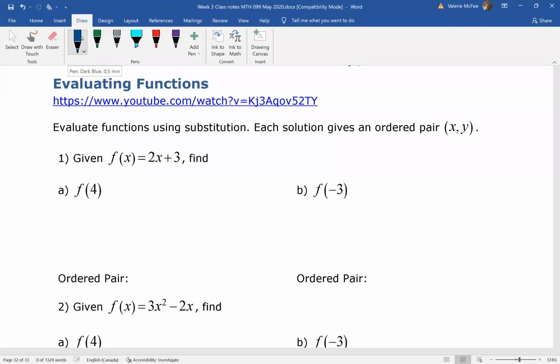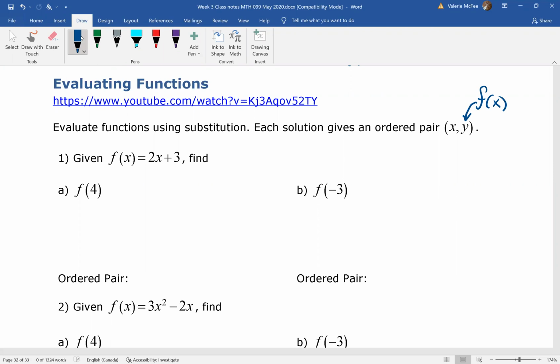The last topic we want to look at in Math 99 for functions is evaluating functions. Evaluating functions uses substitution, and each solution gives us an ordered pair. And remember, our y is represented by the f of x. So look at number 1.